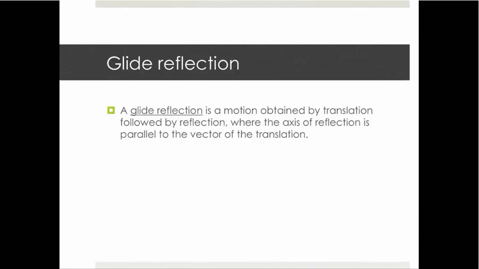A glide reflection is a motion obtained by translation, followed by reflection, where the axis of reflection is parallel to the vector of the translation. All right, let's see an example.